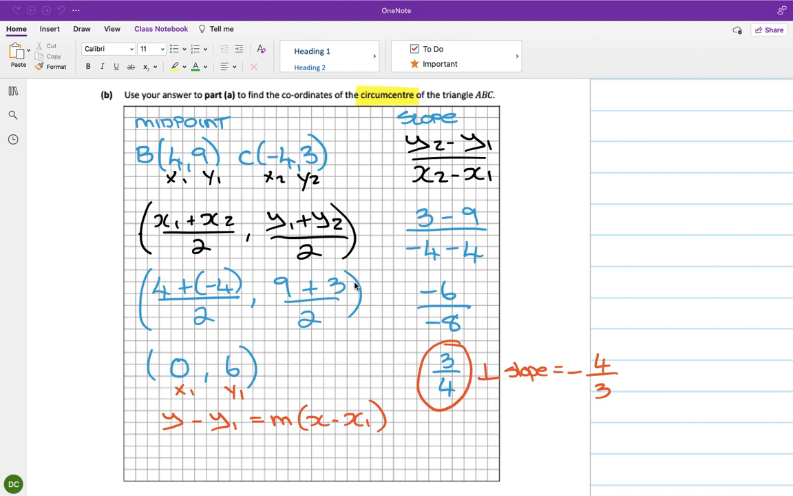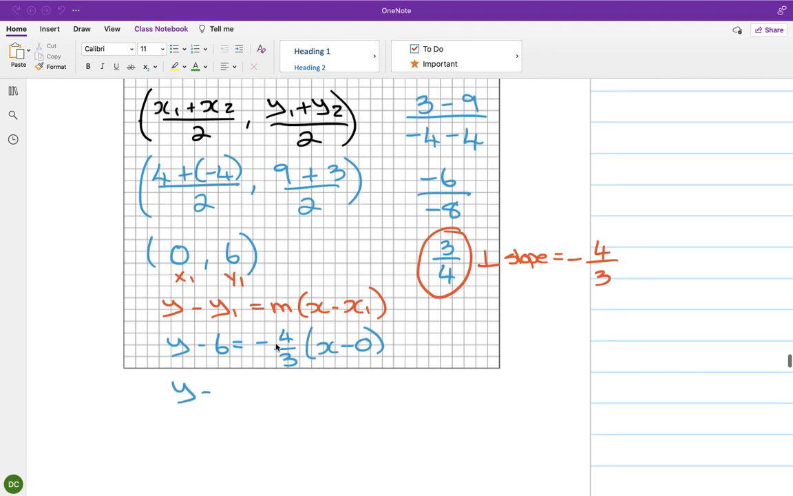Okay. So y minus 6 equals minus 4 over 3 times x minus 0. Y minus 6 equals minus 4 over 3x. So multiplying these two here gives me minus 4 over 3x, and then multiplying these two is just 0, so I'm just not going to write it. Right, so this is what I'm going to have to do up above as well.